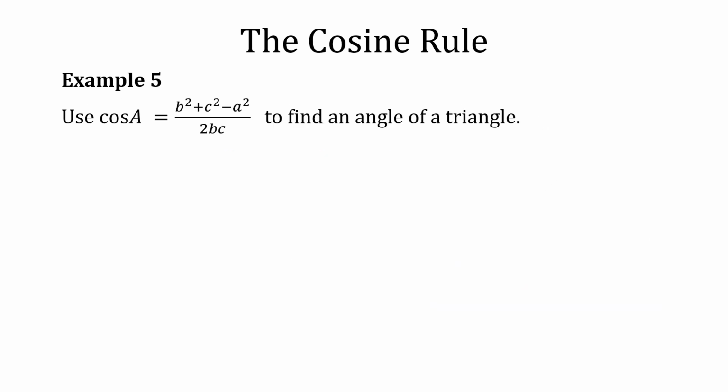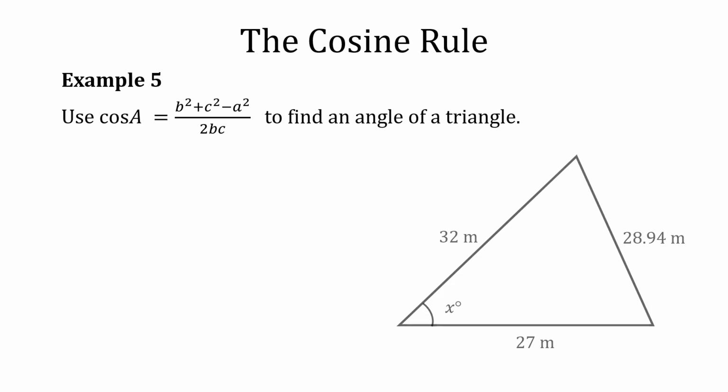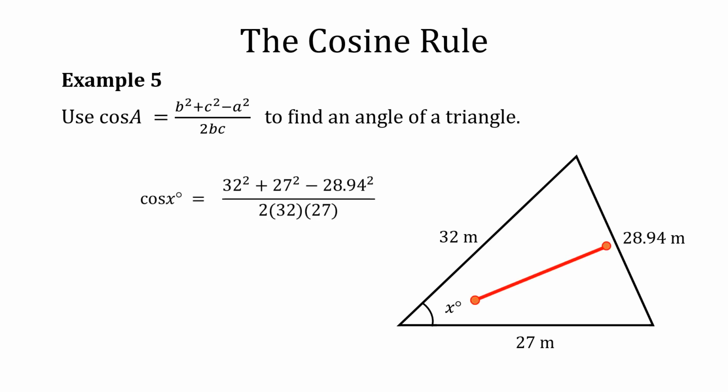In this final example, we use the other version of the cosine rule to help us find an angle of a triangle. So here we first match the unknown angle to the opposite side. And notice when you apply this formula, the unknown angle is on one end of the formula and the opposite side is on the opposite end of the formula. Once again, we make sure that the unknown angle is formed by the two sides that are given, 32 meters, 27 meters.